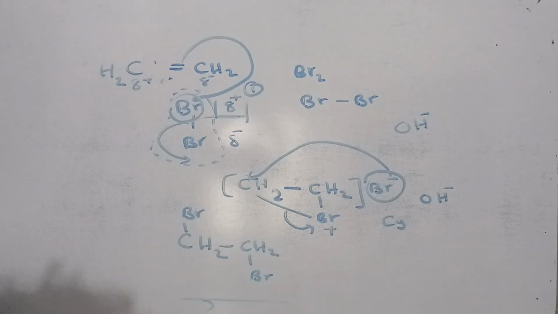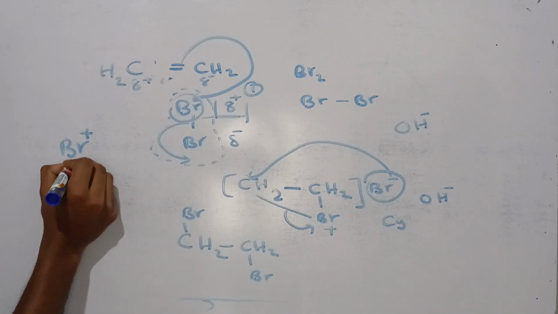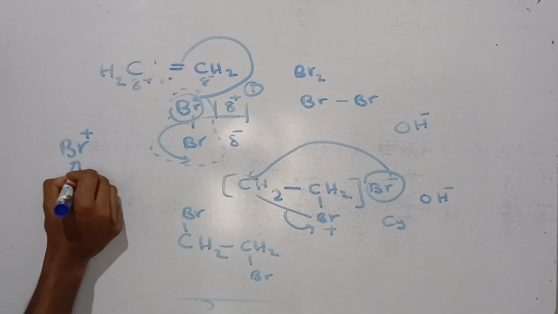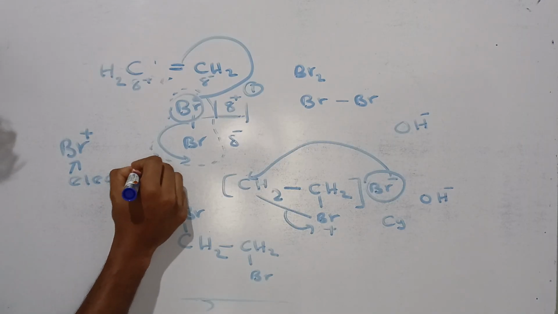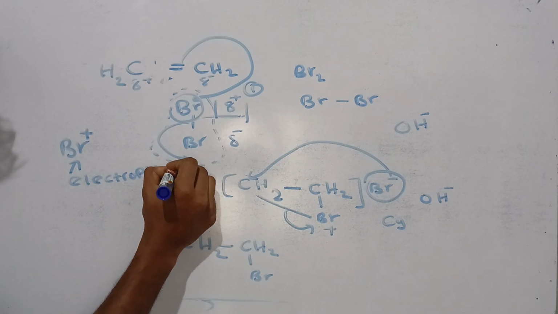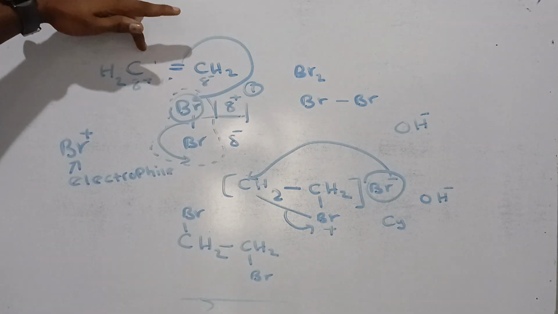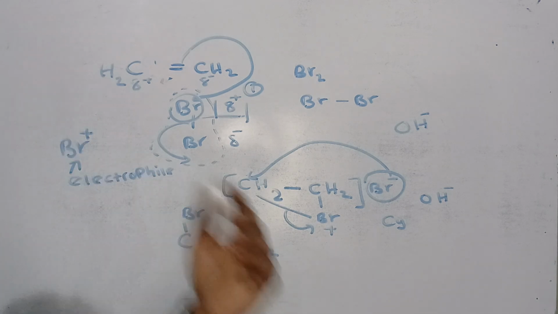Because of that, we say this Br plus is an electrophile. If it is a positive charge, it's an electrophile. And you can see the bond was broken and two bromides were attached. So it's an electrophilic addition type reaction.